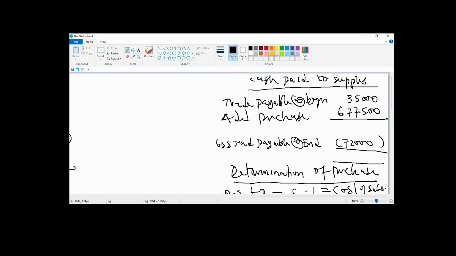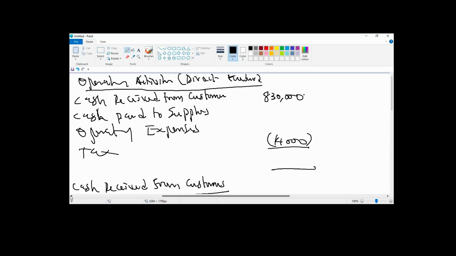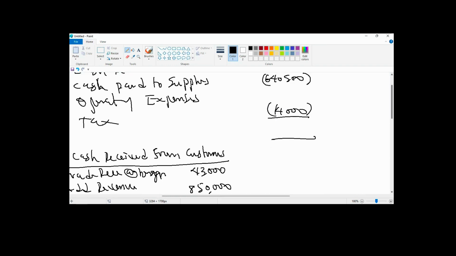What does this one give us? 712,500. I will now less this. $640,500. 640,500. I will now slot it in here. Operating expenses. Before we go to operating expenses, they want to play match.